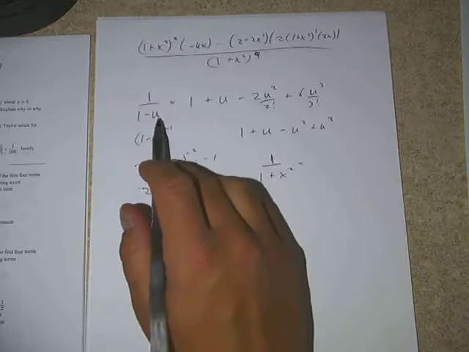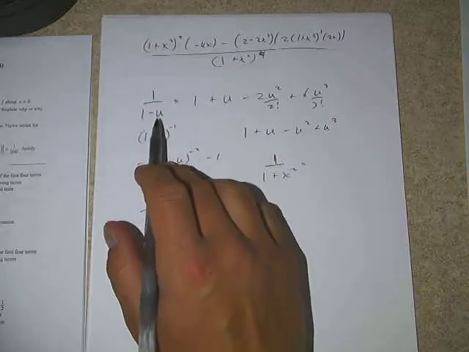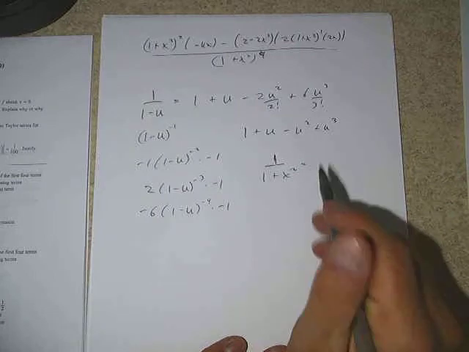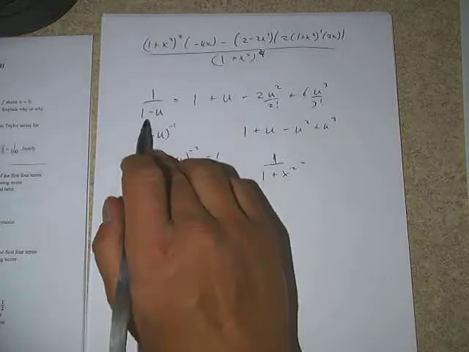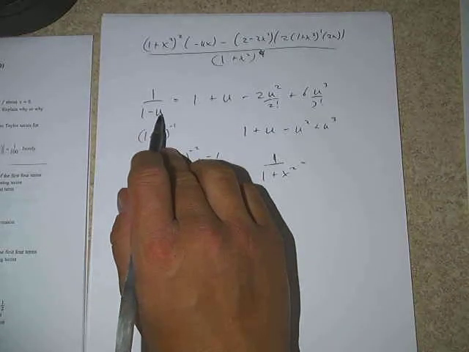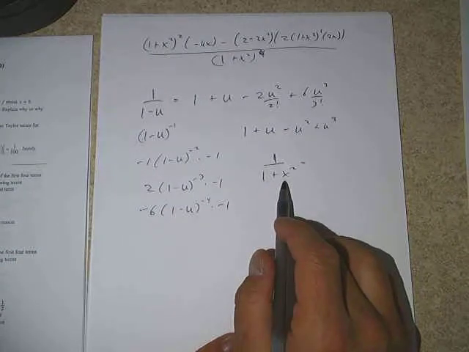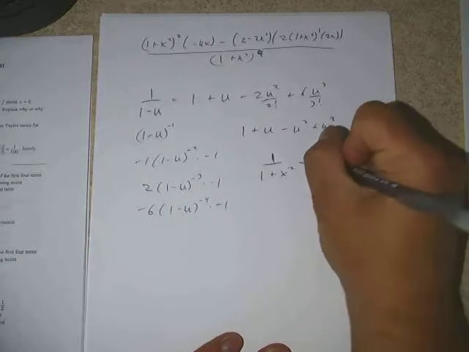Alright, so again, the question is, how does that help us? Well, if we have something in terms of 1 over 1 minus u, then couldn't we write 1 over 1 plus x squared now from that?